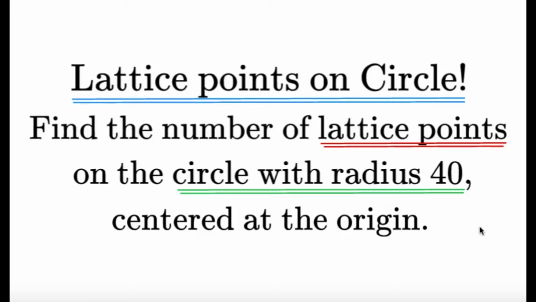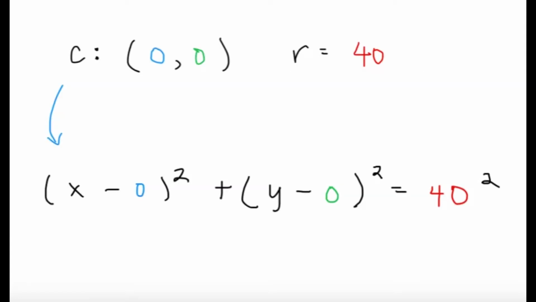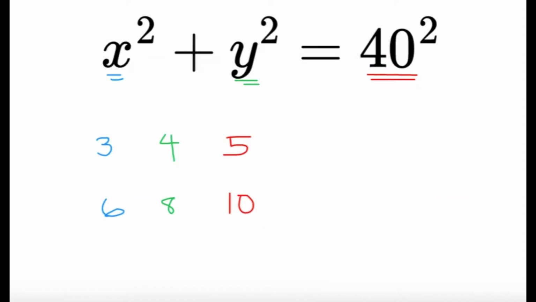Now, let's try to disregard the lattice points first, but to represent this circle, because it's a radius of 40 and centered at origin, we can use the center radius form for that. The center is at 0, 0 as per the given. The radius is 40 as per the given. We simply substitute it into the center radius form. We have x minus 0 quantity squared plus y minus 0 quantity squared equals 40 squared. And that's just simple. We just make it into x squared plus y squared equals 40 squared.